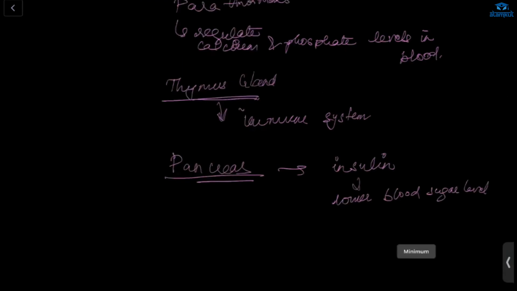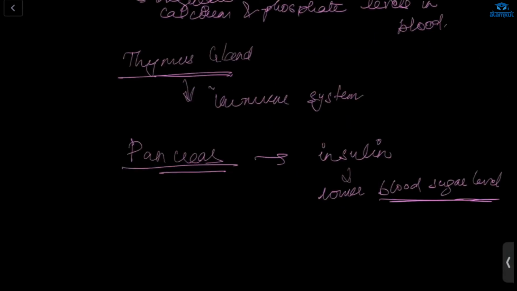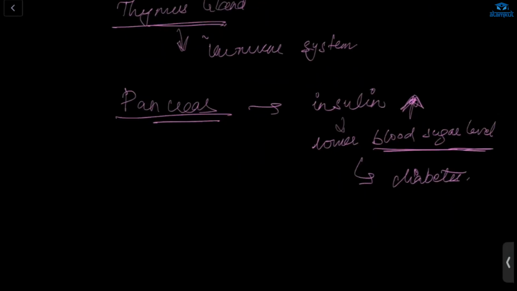If insulin is not there, what will happen? Inside the blood, the sugar level will increase. Okay. Because of that, what will happen? High blood sugar. What will happen? Diabetes. Nowadays, they are injecting insulin for the diabetes patients.